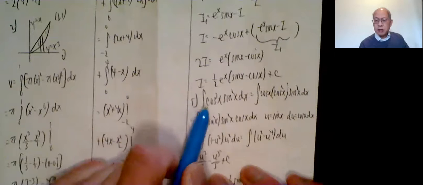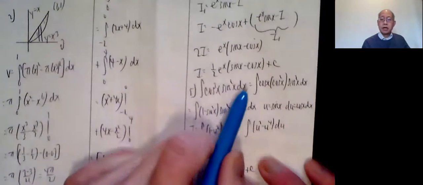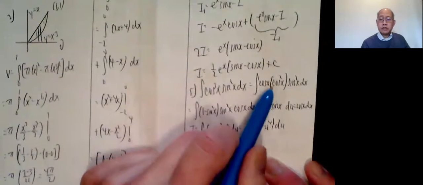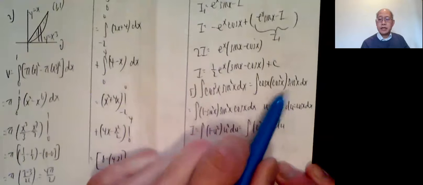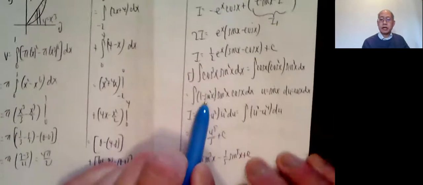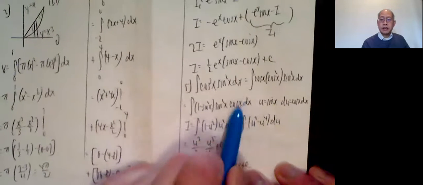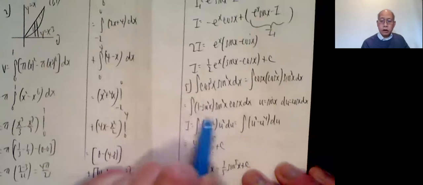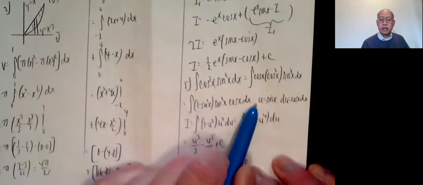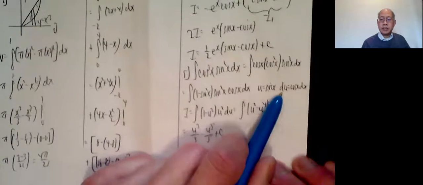Number 5, you're integrating cosine cubed and sine squared. Split up into cosine x, cosine squared x, sine squared x dx. Change cosine squared to 1 minus sine squared x, sine squared x. Put the cosine x over here. So all of this only has sine x. So let u be sine x. du is cosine x dx.